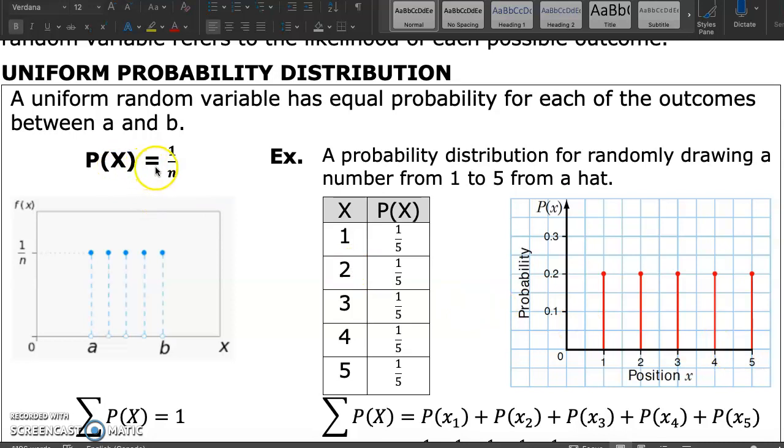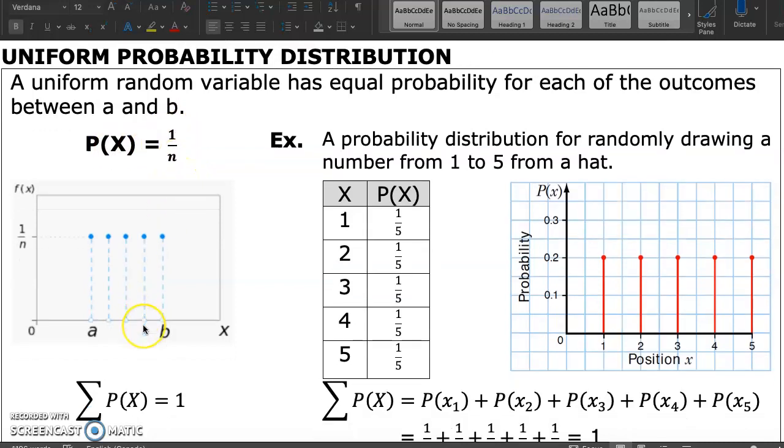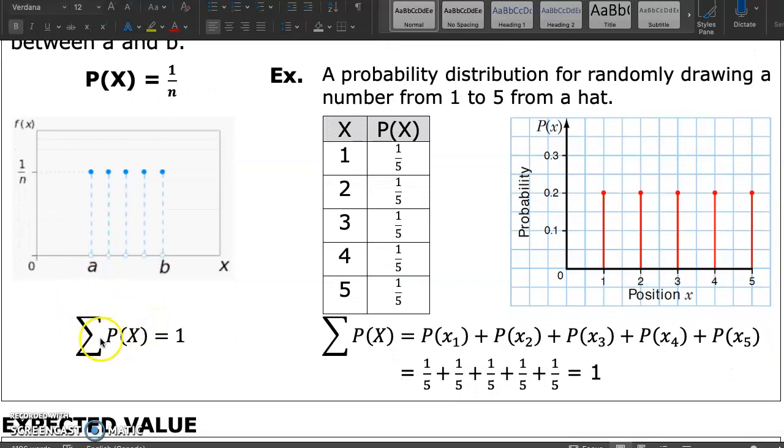So we're interested in the likelihood of every single possible outcome. So speaking in general, a uniform random variable has equal probability for each of the outcomes between A and B. So the chance of a particular outcome is 1 over n, meaning the number of outcomes that are possible. This is just saying that the sum of all of the outcomes, if you remember sigma notation, will add up every single value of x, or the outcome that is possible. It will add up to 1, just as 1/5 added to itself 5 times is equal to 1.